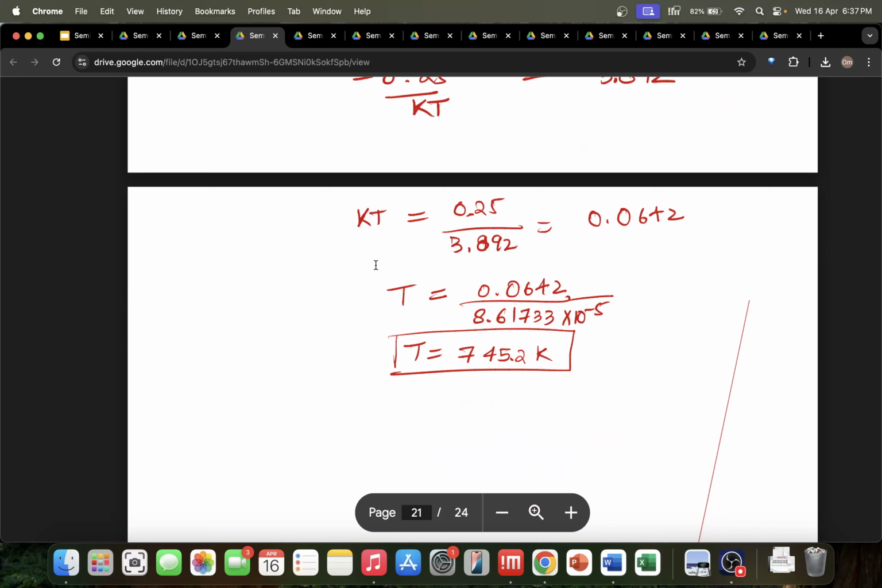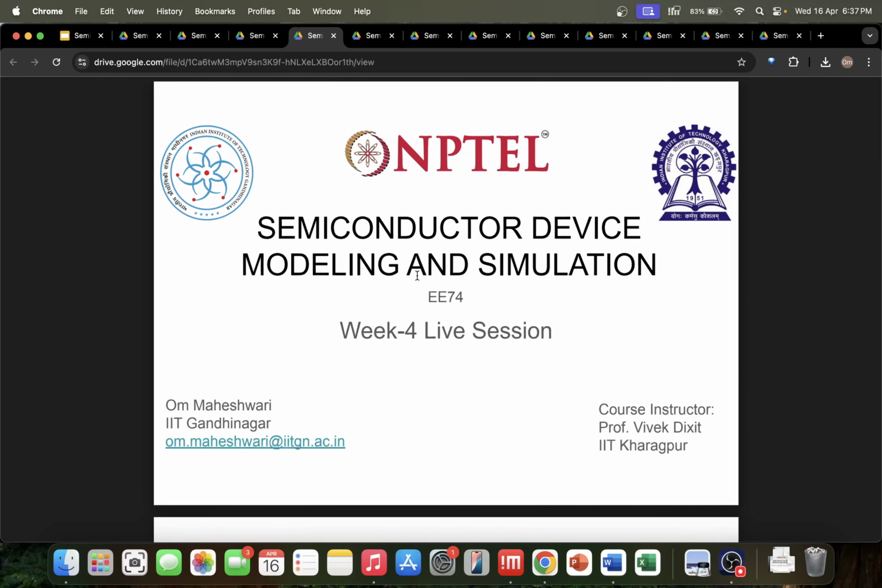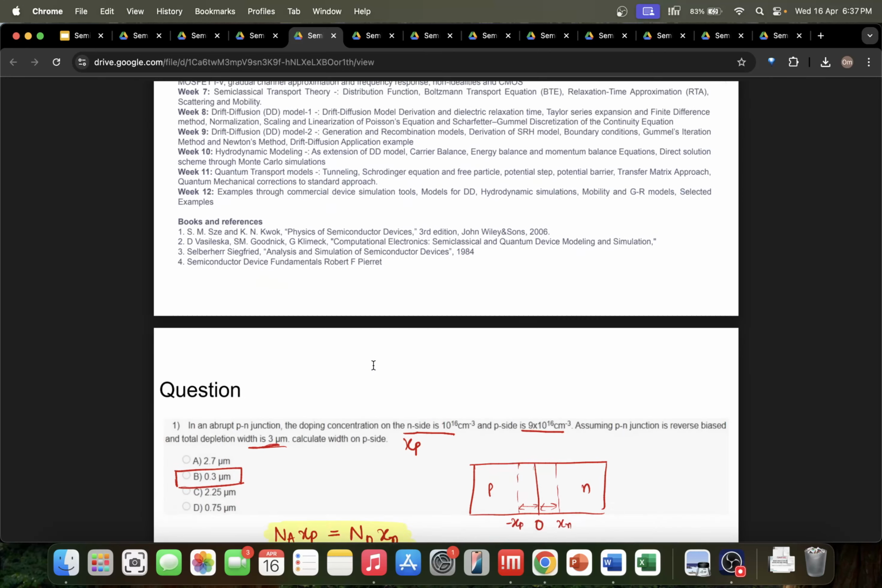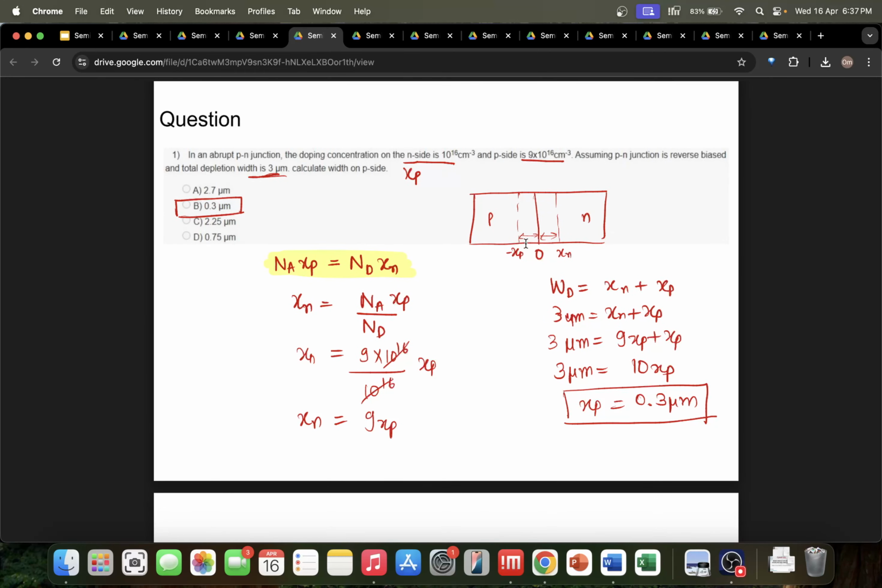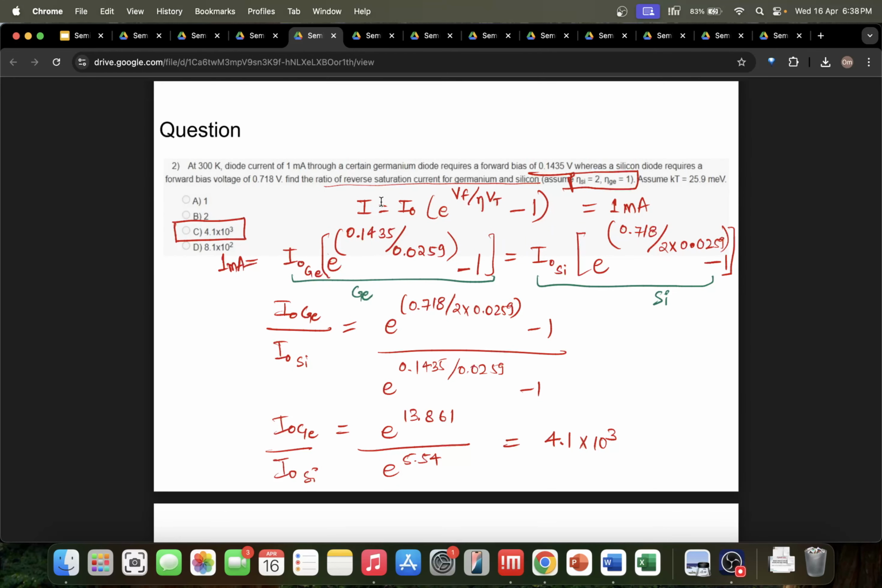Okay, so let's now go to the fourth week. In week 4, we have more questions on PN junction, IV relations, minority carrier diffusion equation, non-idealities, and generation recombination. We saw what peak depletion is in a PN junction and the equation NA xp equals ND xn, which is always true. Then some questions based on the simple diode equation and the reverse saturation current.